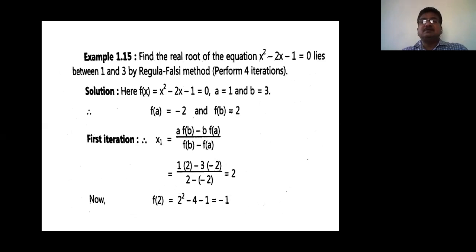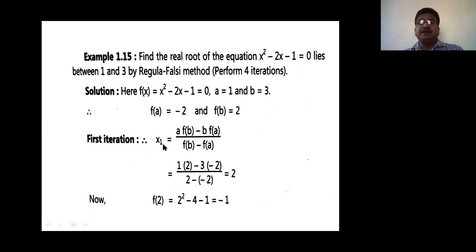So again, the same type of problem. This is the algebraic equation: x square minus 2x minus 1 is equal to 0. We are given that the root lies between 1 and 2. If this is not given, then find these numbers a and b. So a is 1, b is 3, and f of a is obviously negative, and f of b is positive, they have opposite signs, and therefore the root lies between a and b, 1 and 3.